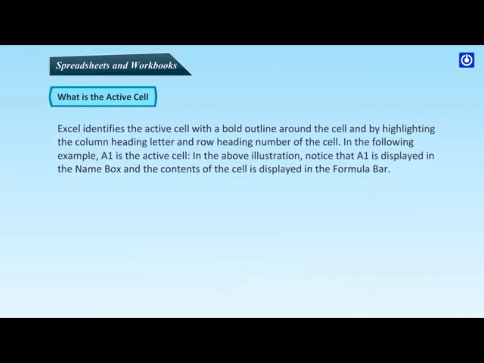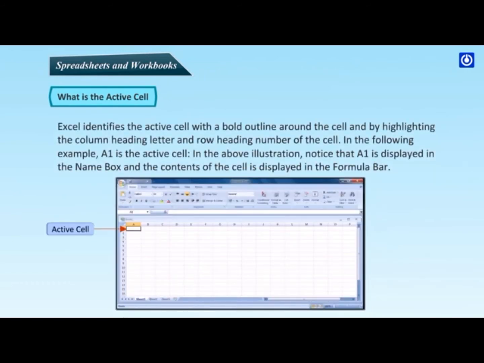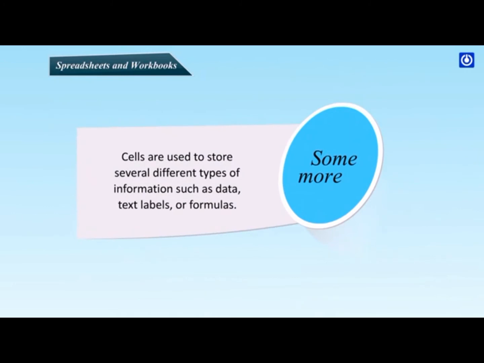Columns are labeled alphabetically from A through IV. What is the active cell? Excel identifies the active cell with a bold outline around the cell and by highlighting the column heading letter and row heading number of the cell. In the following example, A1 is the active cell. In the above illustration, notice that A1 is displayed in the name box and the contents of the cell is displayed in the formula bar. Name box, active cell.